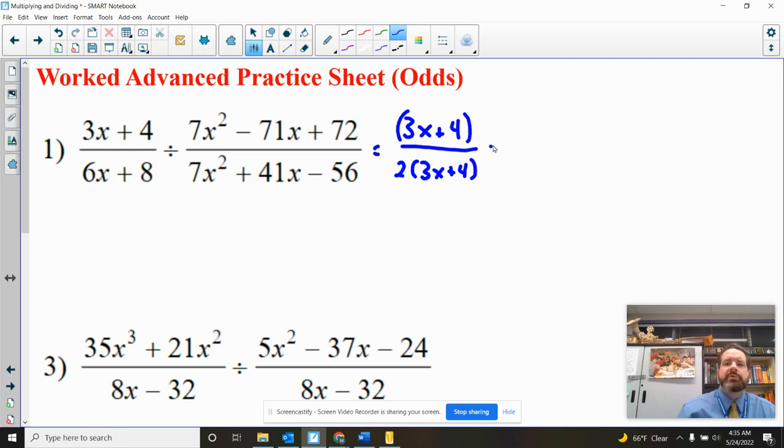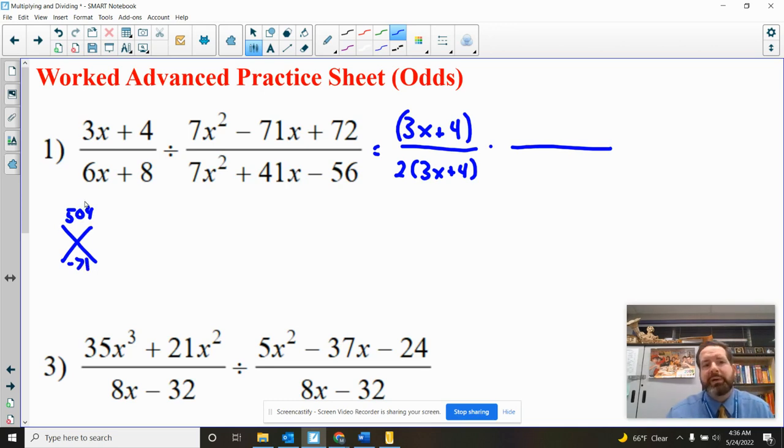Next up, I'm going to do two things at once here. I'm switching the divide to a multiply, and we're going to flip this upside down. So let's focus on the original top, which we're going to put those factors down here on our new bottom. GCF, no, but it can only be 7, and they don't have a 7 in common. So we're looking now for two numbers that multiply to 7 times 72, which is 504, and that add up to negative 71.